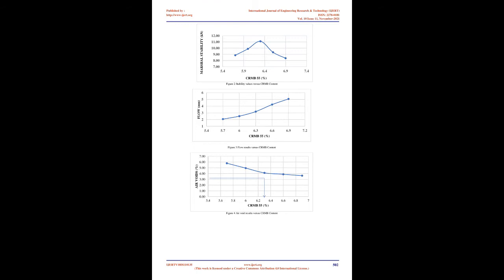Aggregates for this study are collected from KMS Crusher, Bangalore, Tamil Nadu. The properties of aggregates are summarized in Table 1. The gradation for 19 mm SMA is carried out as per Indian Roads Congress SP 79:2008, as illustrated in Table 2. 2.2 Sample preparations and test method.